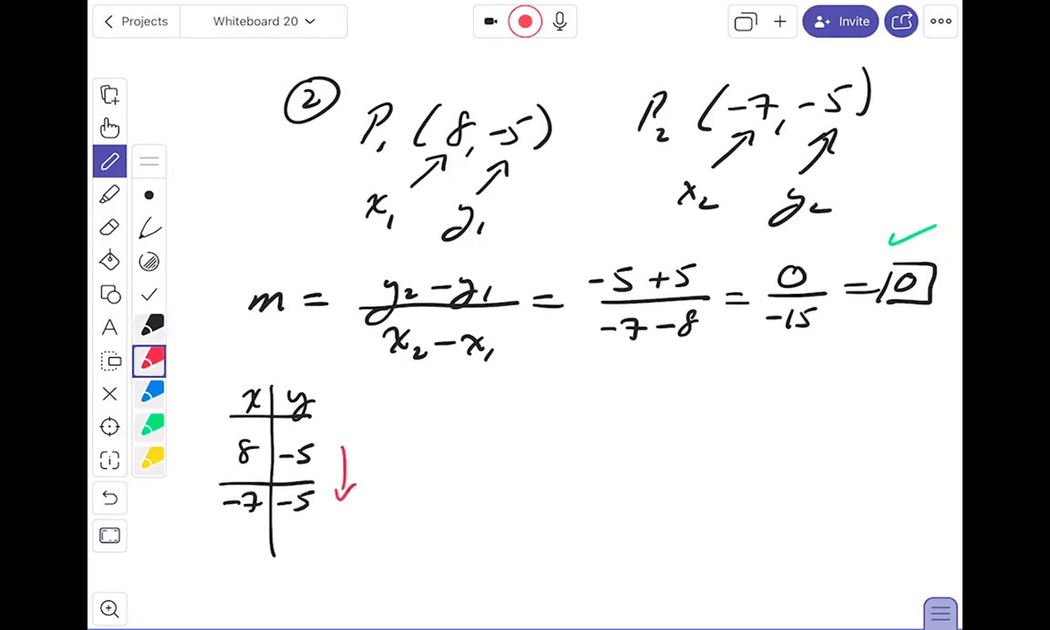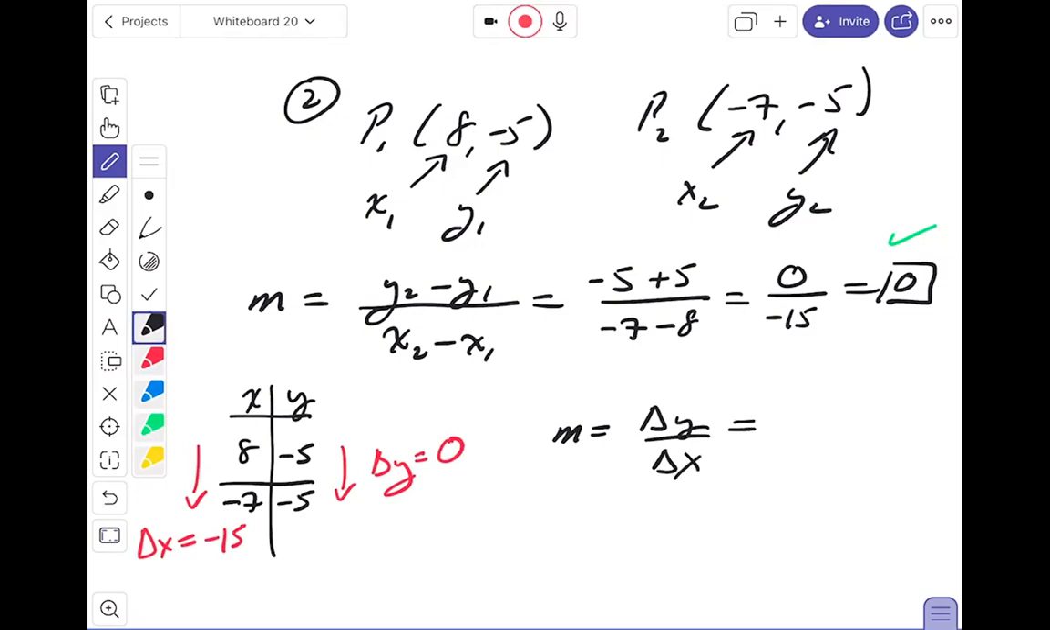Can I look at this? Put the delta y down and the delta x down. What's delta x? If you're at 8 and you go to minus 7, you want minus 15 units. If you're at minus 5 and you go to minus 5, you didn't go any units. What's slope? It's delta y over delta x. What's delta y? 0. What's delta x? Minus 15. We still get 0. You should see these being remarkably the same. What do I have over there? I have the answer. It says m equals 0, and I feel good about that.